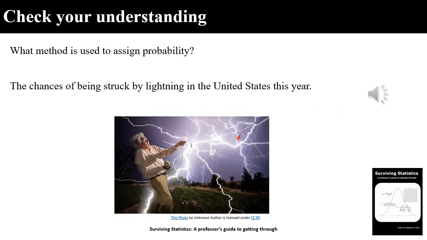All right, let's try another one here. What method would we use to assign this probability? What are your chances of being struck by lightning in the United States this year?